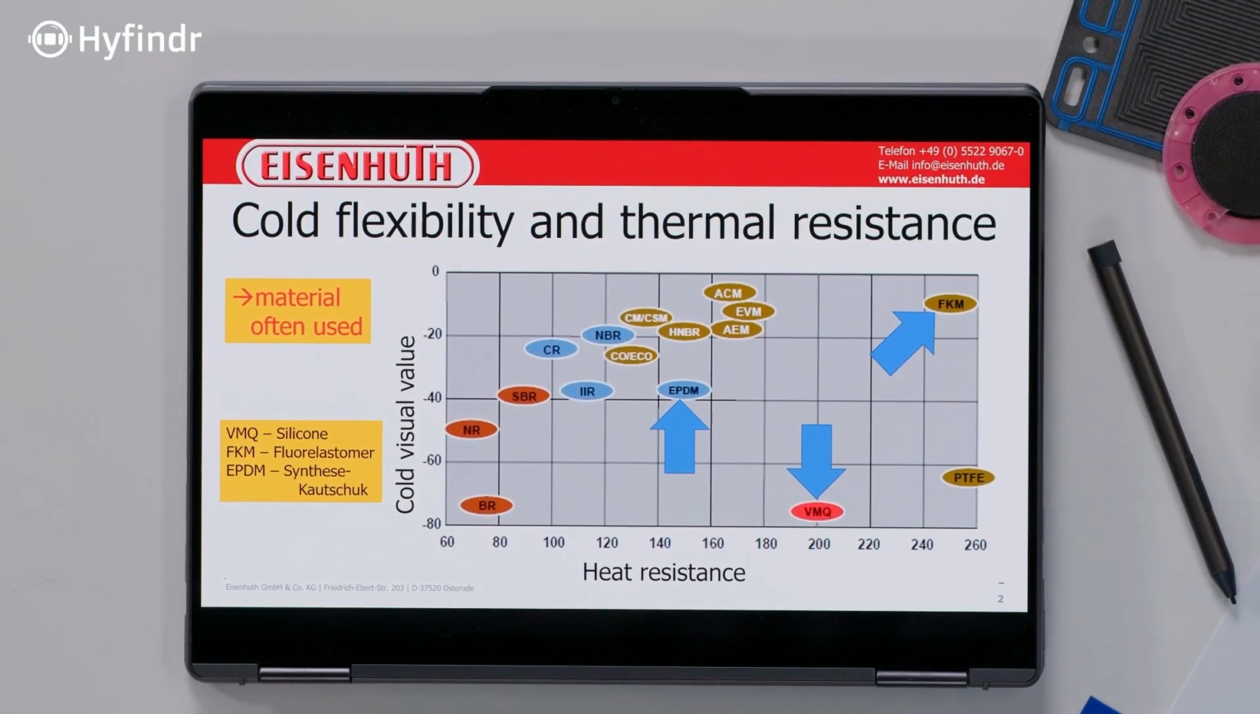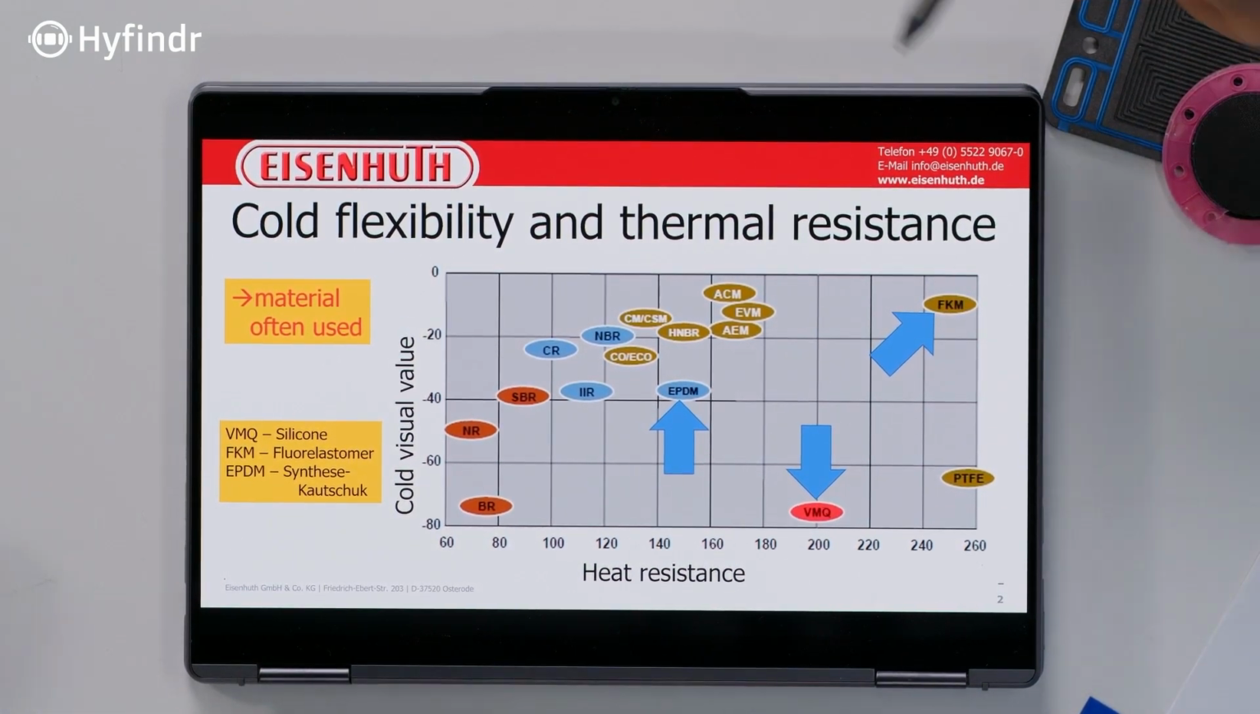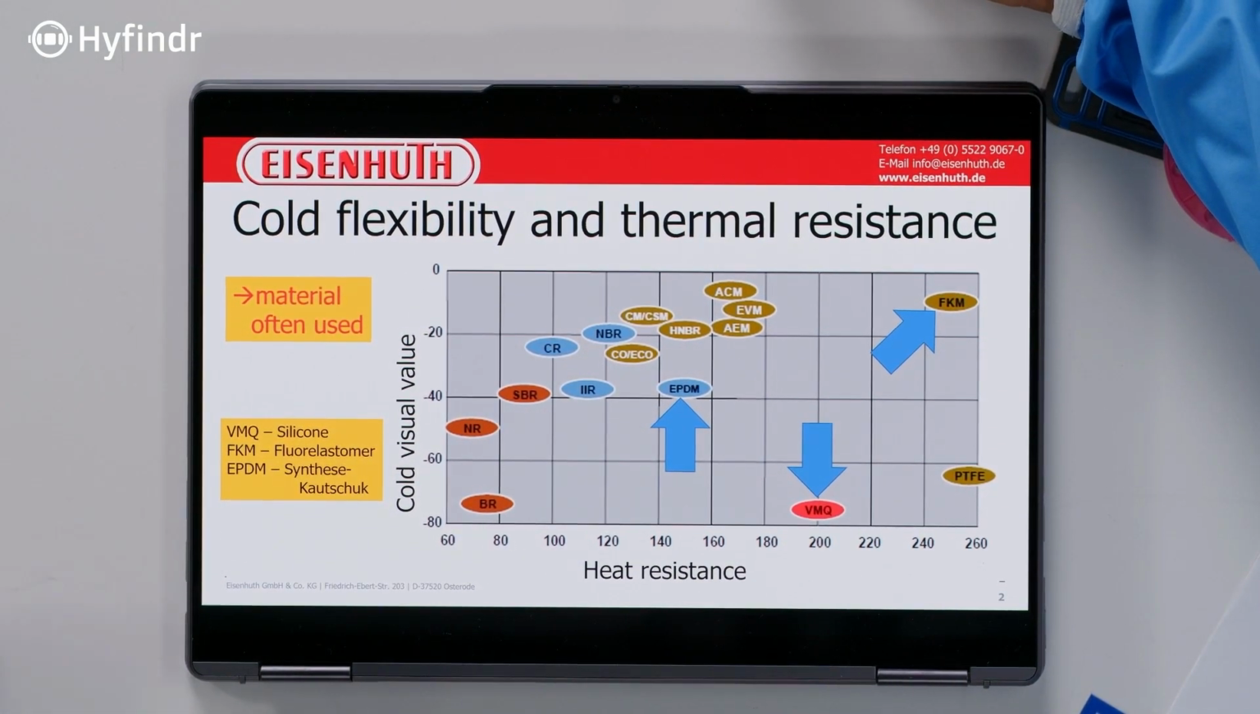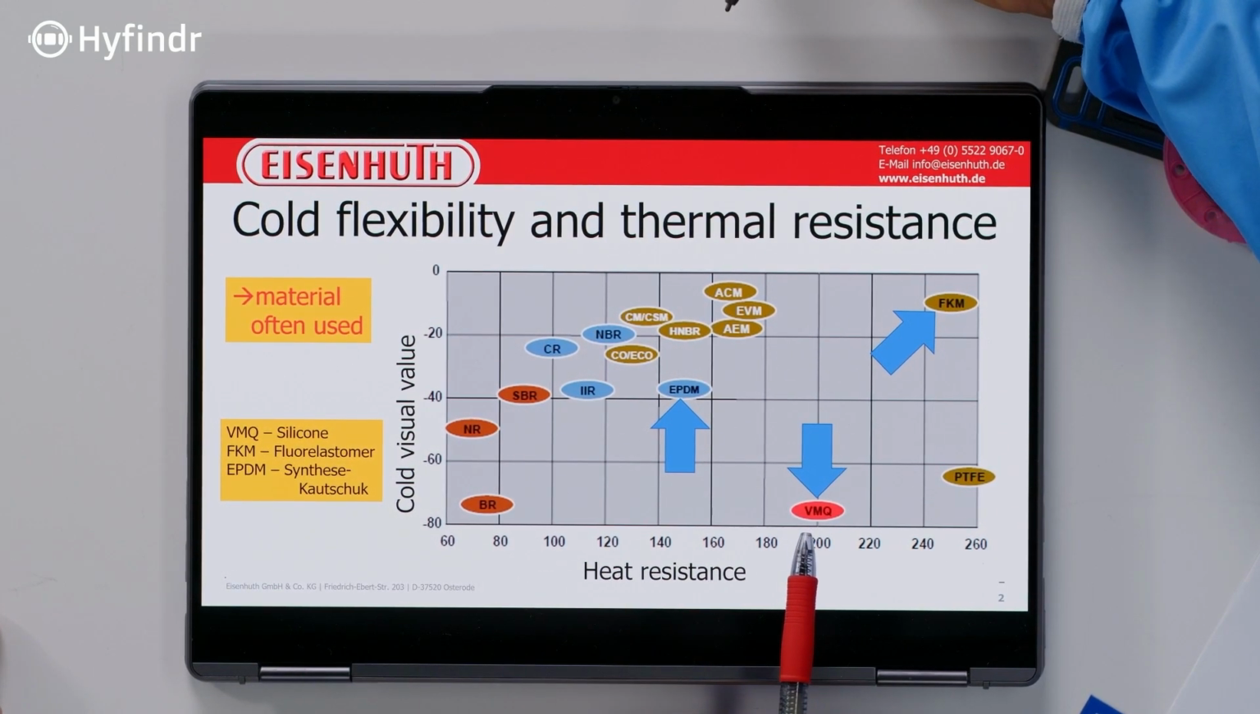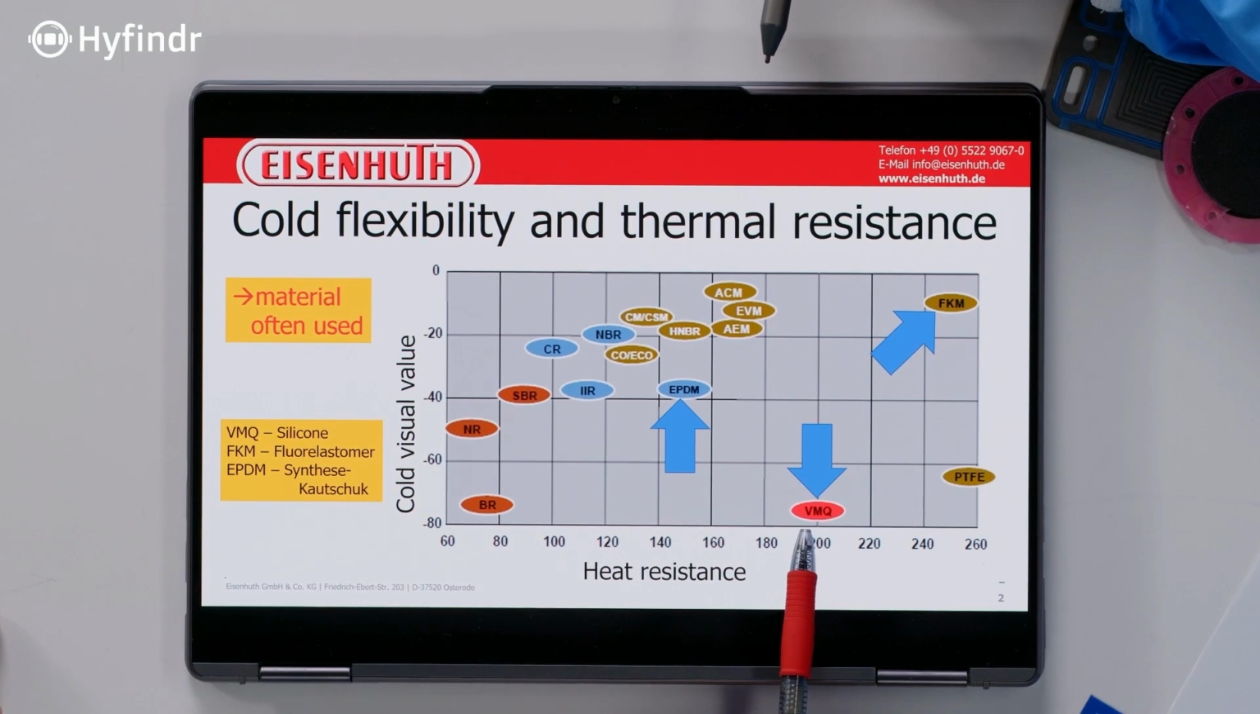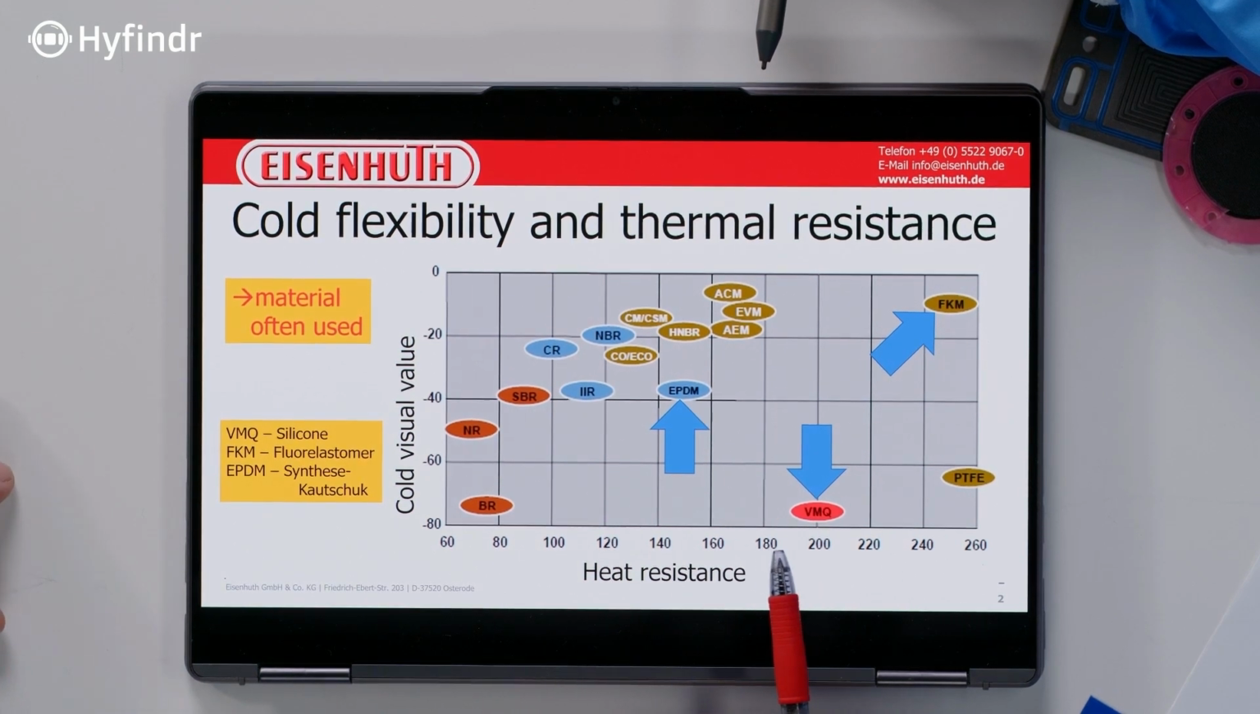Okay. So, in fact, when we talk about gaskets or sealing, it is hard to read all the names, but you see by the circles already there are a bunch of different materials, and I have added 3 arrows here. So the red one is the so-called VMQ. VMQ is silicone. This is a very often and very well used material.